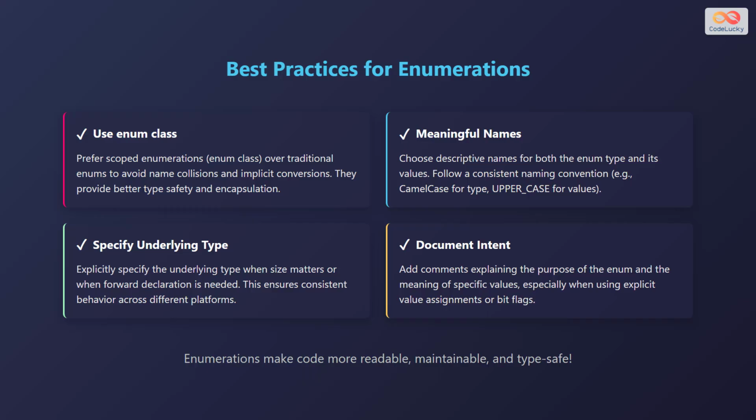Explicitly specify the underlying type when size matters, or when forward declaration is needed. This ensures consistent behavior across different platforms. Add comments explaining the purpose of the enum and the meaning of specific values, especially when using explicit value assignments or bit flags. Enumerations make code more readable, maintainable, and type safe.